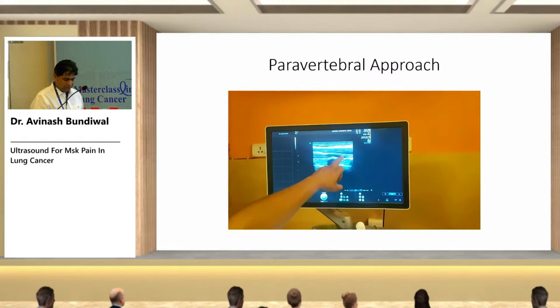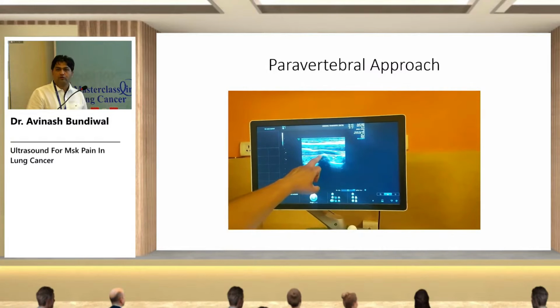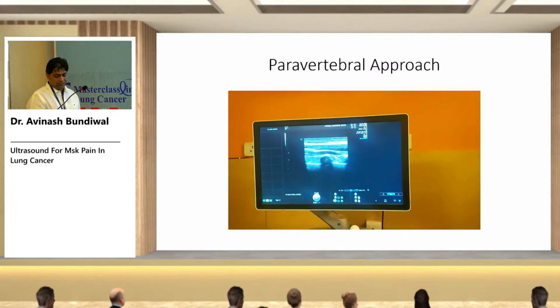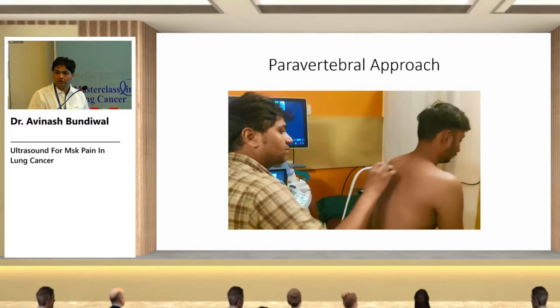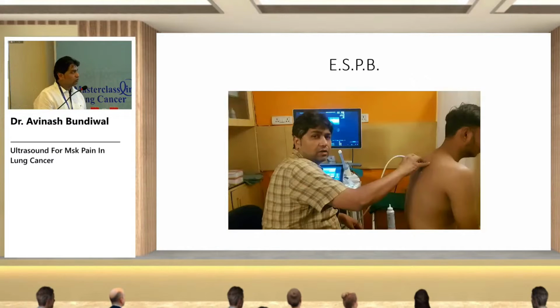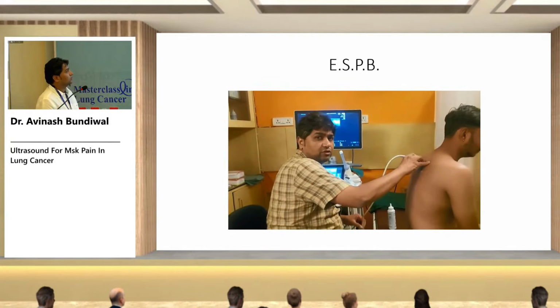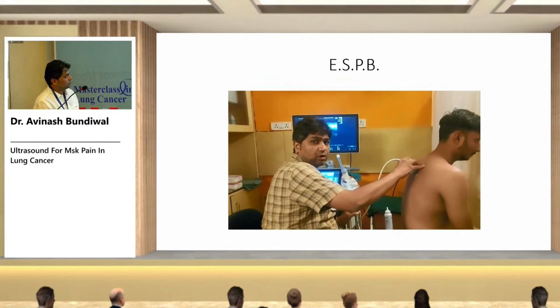So for erector spinae plane block, we are supposed to go below the erector spinae. If you are supposed to inject the erector spinae, then you inject just above the transverse process, just below the erector spinae. So this is erector spinae. So in this video, we will demonstrate erector spinae plane block.